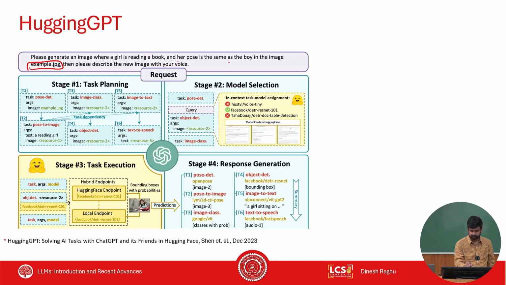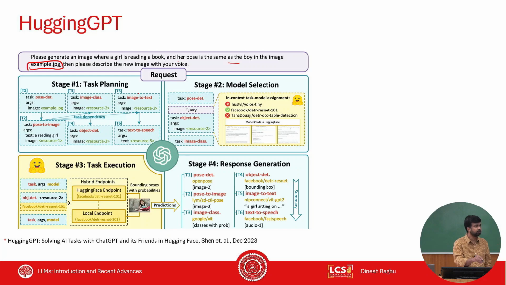Because her pose is the same as the boy in the image. So you have to create a girl who's reading a book with a pose, and that pose should be the same as the boy's, right? And then once you create the image of the girl reading the book with the same pose, you'll have to create a caption for it, and then you have to use voice to convey that caption. That's the goal here, right? So the model is able to figure it out.